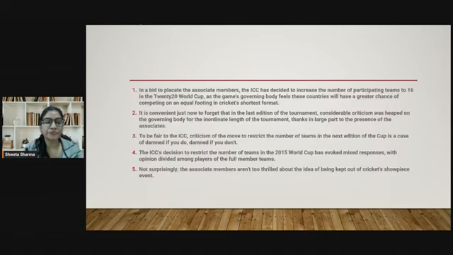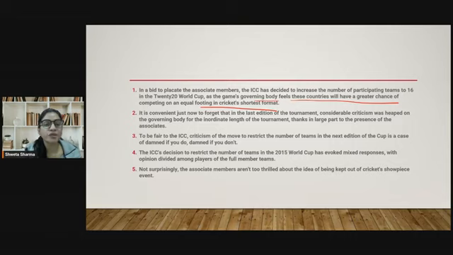We'll check how. It says in a bid to placate the associate members, the ICC has decided to increase the number of participating teams to 16, that is, for the 2020 World Cup, as the game's governing body feels these countries will have a greater chance of competing on an equal footing in cricket's shortest format. Right? So they're playing on a bid. They're trying to placate, as in to calm down, the associate members so that they don't hype a lot on this. The ICC has decided to increase the number of participating teams, so that your money invested won't be wasted.